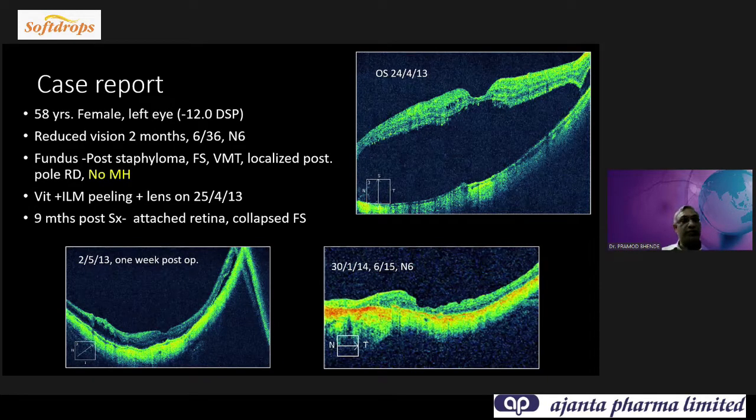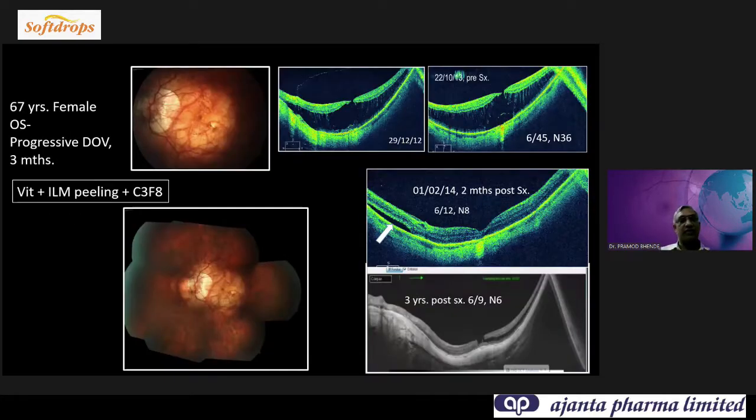And this is one of the patients where there was no macular hole, but sensory detachment along with traction, and we did vitrectomy with ILM peeling. And over a period of almost a year or so, the macular detachment settled down. Though there is foveal thinning, as you typically see in myopic eyes, there is an underlying atrophy, but vision did improve from 6/36 to 6/15.